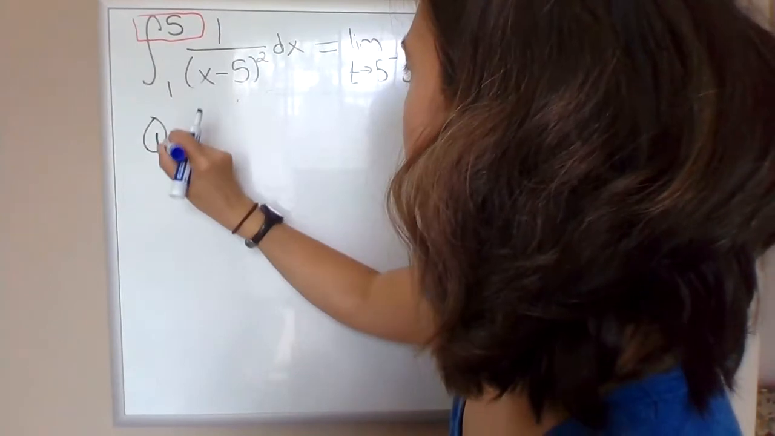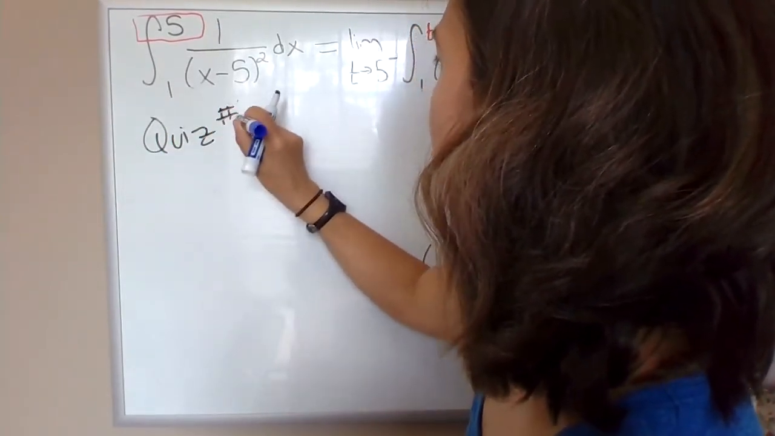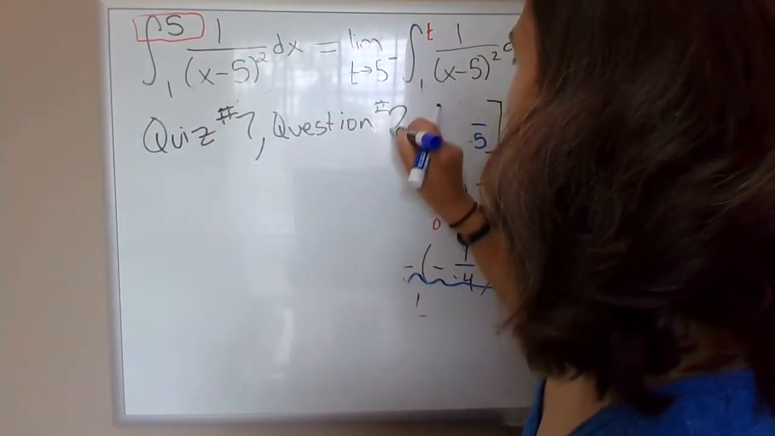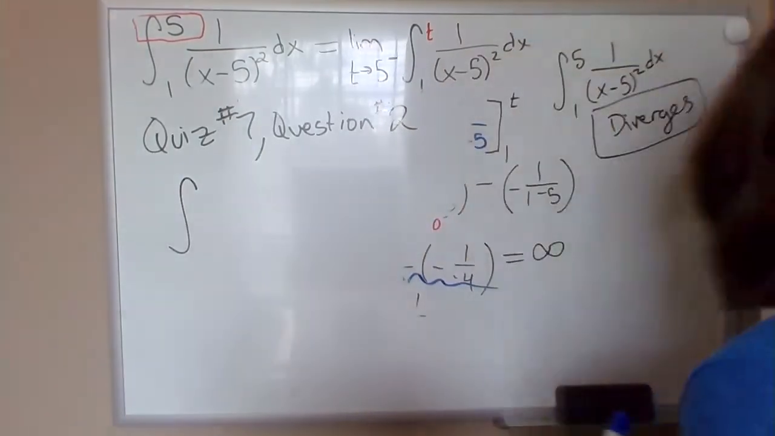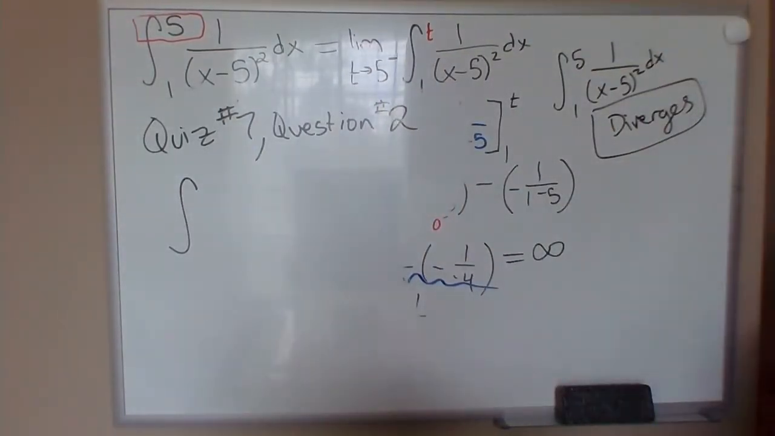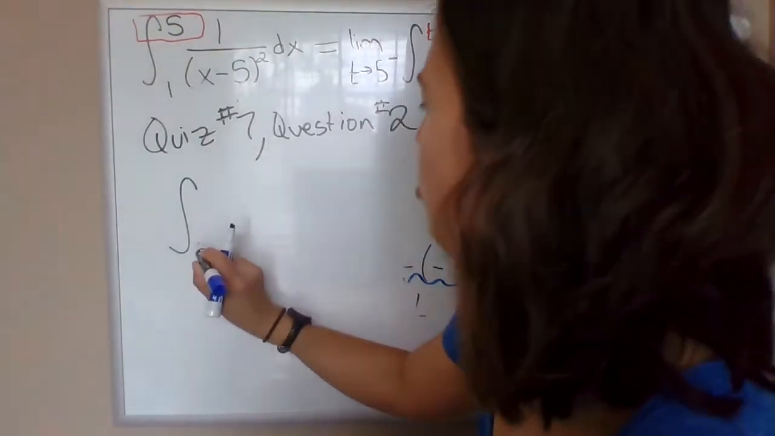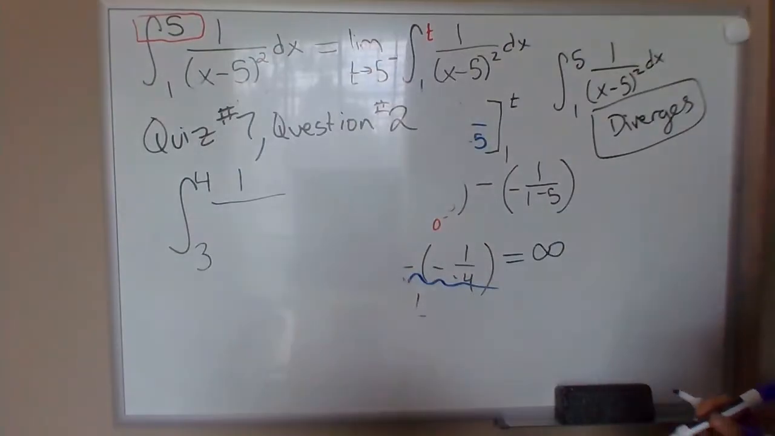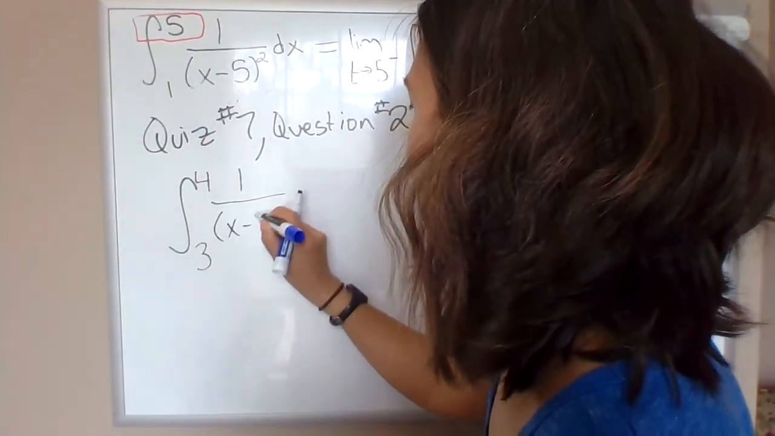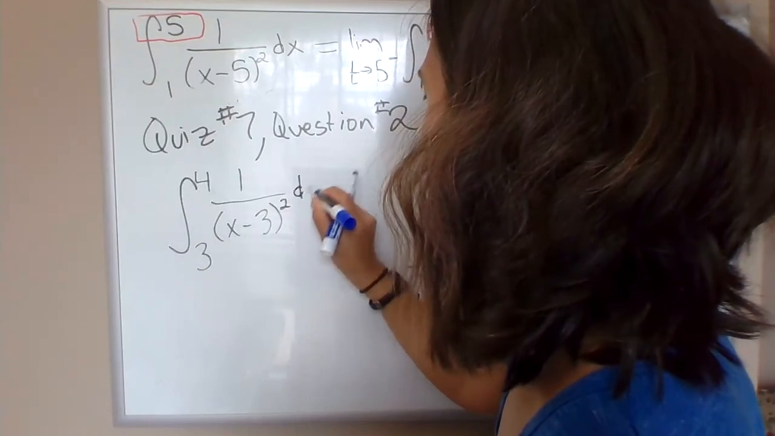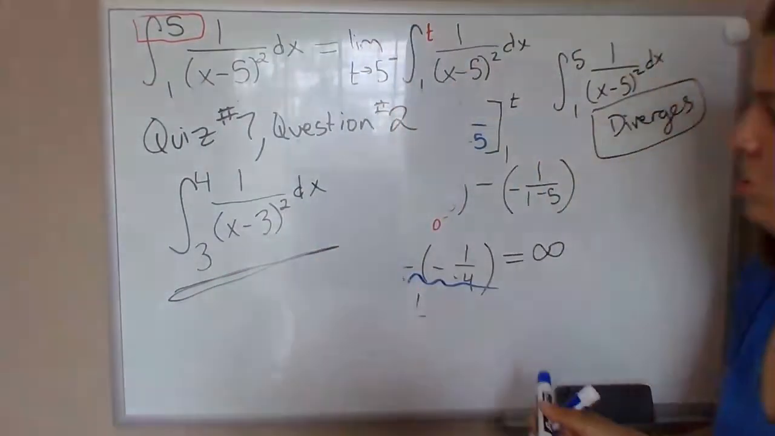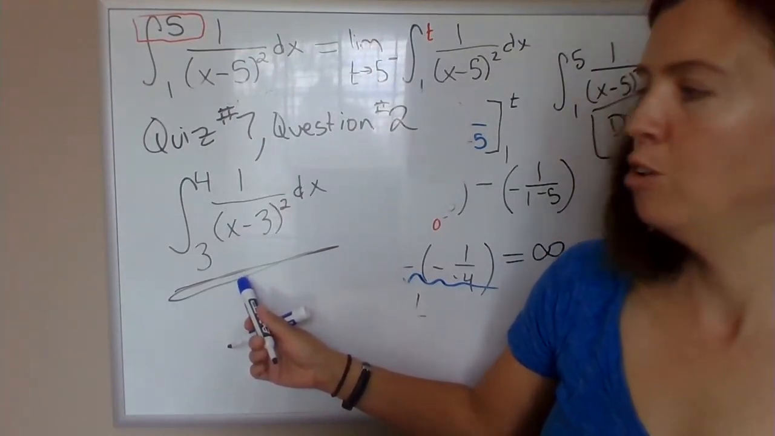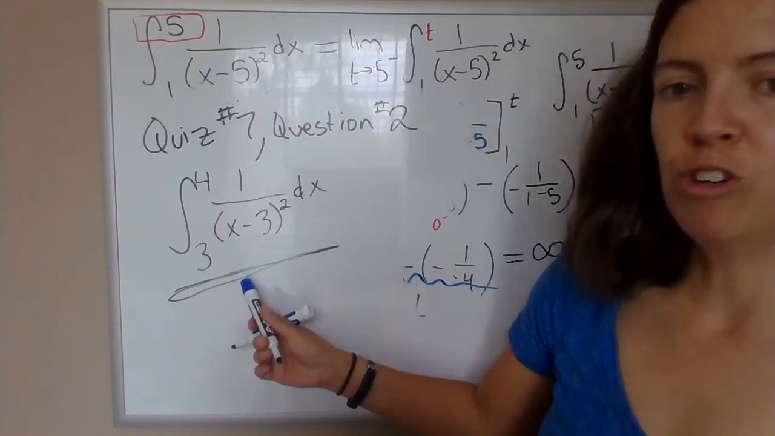Okay, so now that you've sat through that, your quiz question. Very similar problem. So this is quiz number 7, question 2. I'm embedding it in this video to be a real stinker. It's the integral from 3 to 4 of 1 over (x minus 3) squared. So maybe even overly similar problem. But this is your quiz question 2: evaluate that improper integral. Tell me if it converges or diverges, and if it converges, what it converges to.